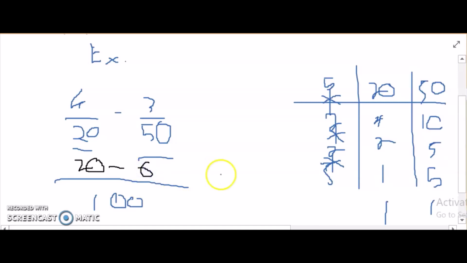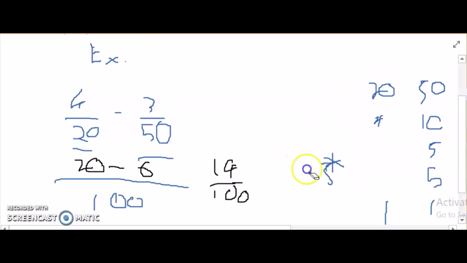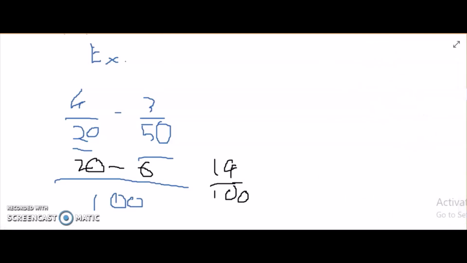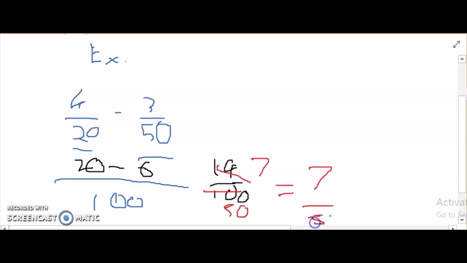Now 20 minus 6 will give us 14 over 100. Now as you can see, these are both even numbers, so we can reduce to the lowest term. Now I don't want to confuse you guys with using big numbers, so I'm going to use a small number. Let's use 2. 2 here, 2 in 14, 7. 2 in 100, 50. Can anything else go in? No. So therefore, our final answer is 7 over 50.